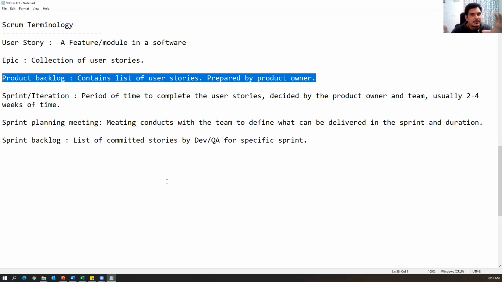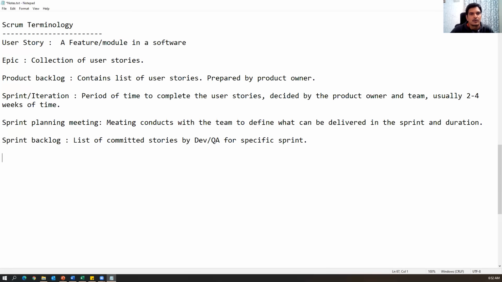So from the product backlog, we will choose some of the stories and decide that those stories will be developed and tested in that particular sprint. Those stories are called the sprint backlog, and we can say this is a subset of the product backlog. So that is a sprint backlog.